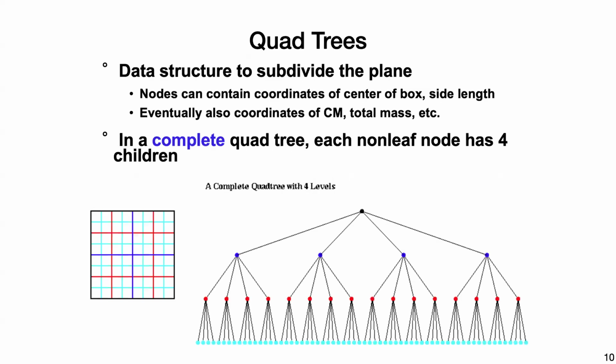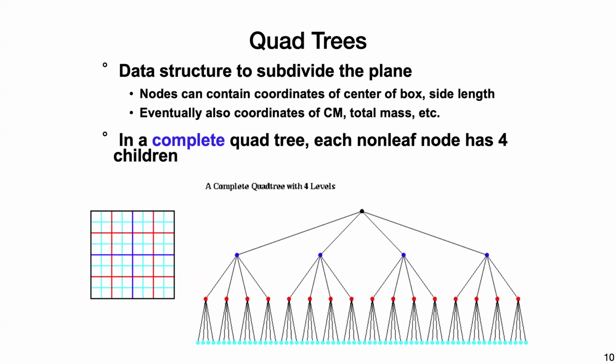So in 2 dimensions, we use quad trees. Basically the way it works is that you have this 2-dimensional plane, and at each level, every node has 4 children. Every child is one of the 4 quadrants: upper left, upper right, lower left, lower right. You can order them however you want, you just have to know which one is which.